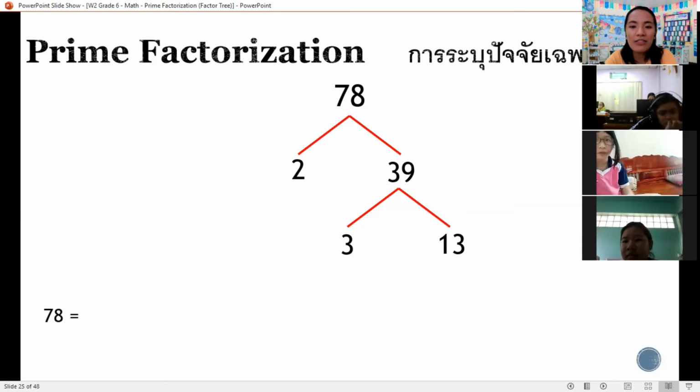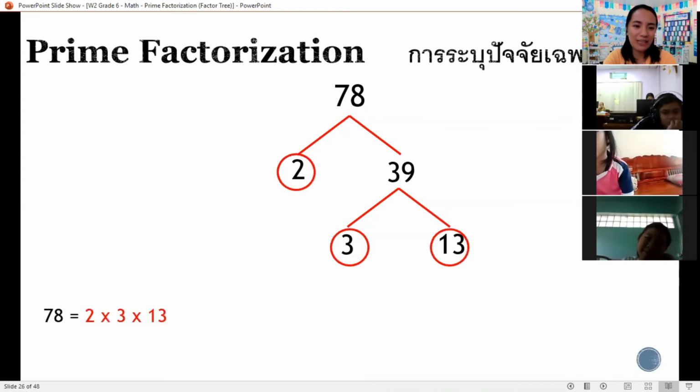Now give me the prime numbers here. 2, 3, and 13. Again, for 39, what are the prime factors here? We have 2, 3, and 13. We have 3. So the answer will become 2 times 3 times 13. Is that clear? Is it easy for you? Yes. Wow, very good.